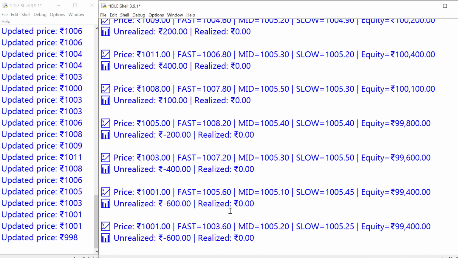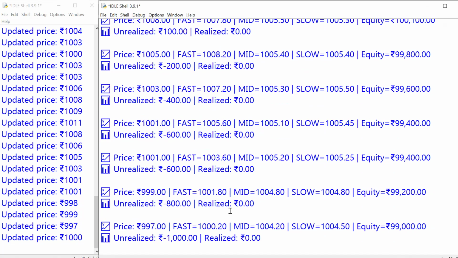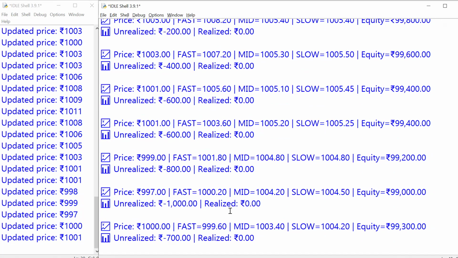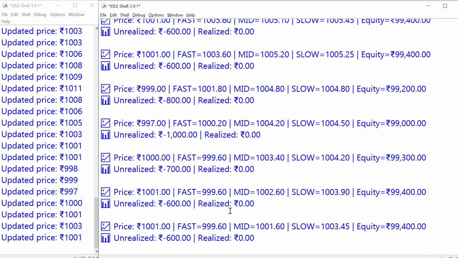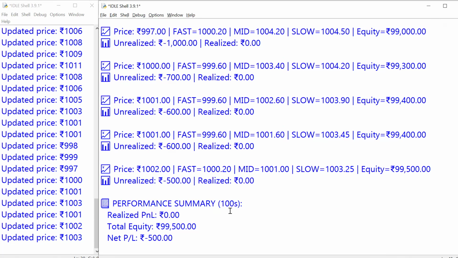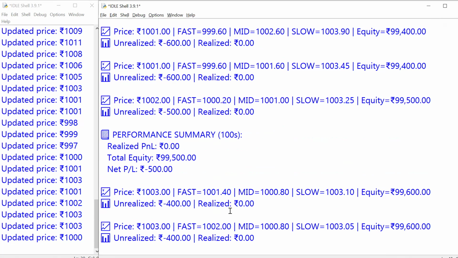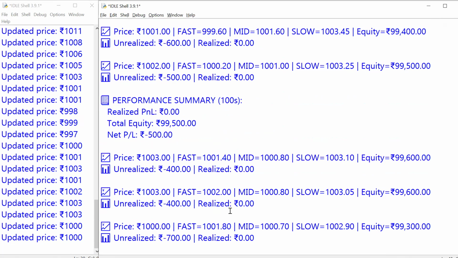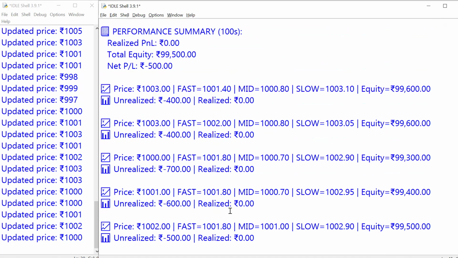So 1007 I think is the entry of the long because there was a ribbon alignment. I'll go and check the ribbon alignment, and it has taken the long entry. So I think we are going against the price, so the stop loss is going to trigger for sure. No, the stop loss has not been triggered because the price is still there. Unrealized profit is minus 500. Every 100 seconds we keep on checking our PNL also, so that we get an idea whether it is going in the right direction or not.